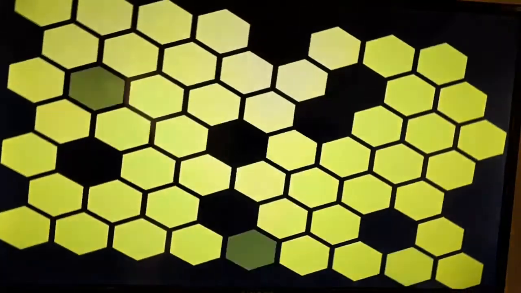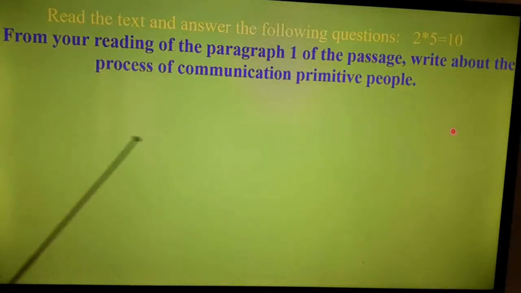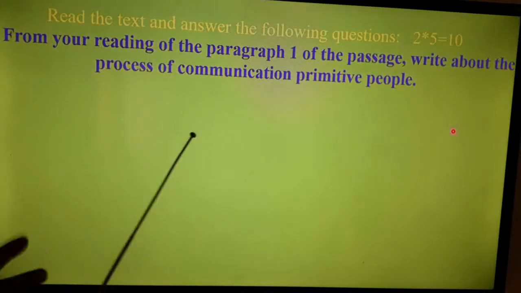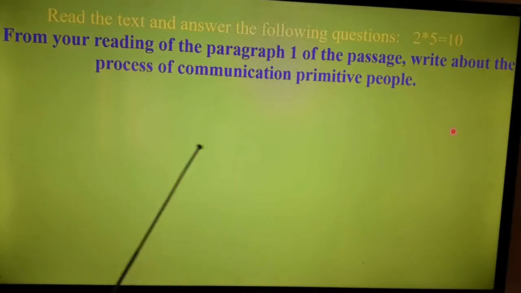Now we have ask and answer questions, and for that you have to read the text again, and then you will answer the following questions. What are the first questions? You know there are 10 marks. This question carries 2 marks. You know it very well already.